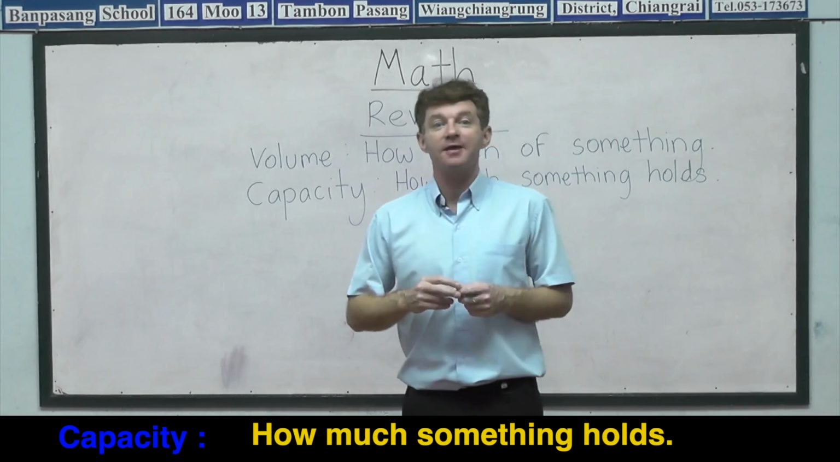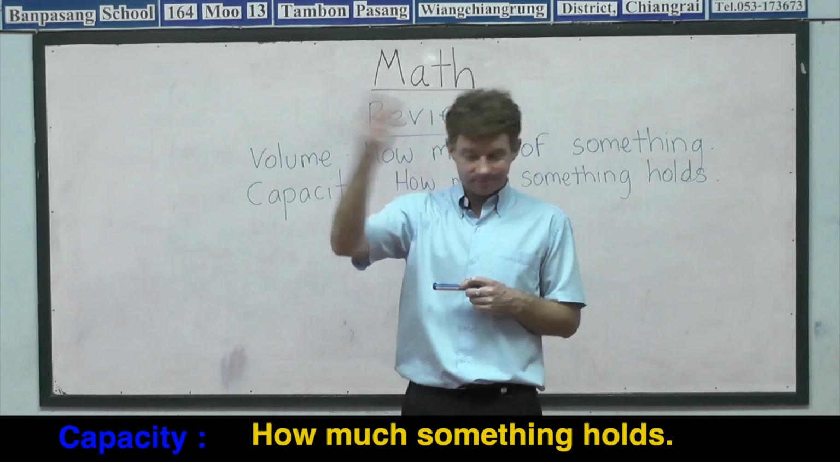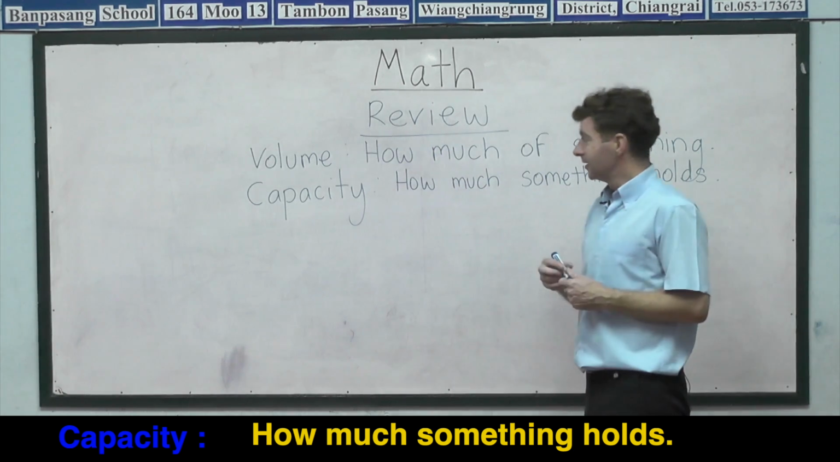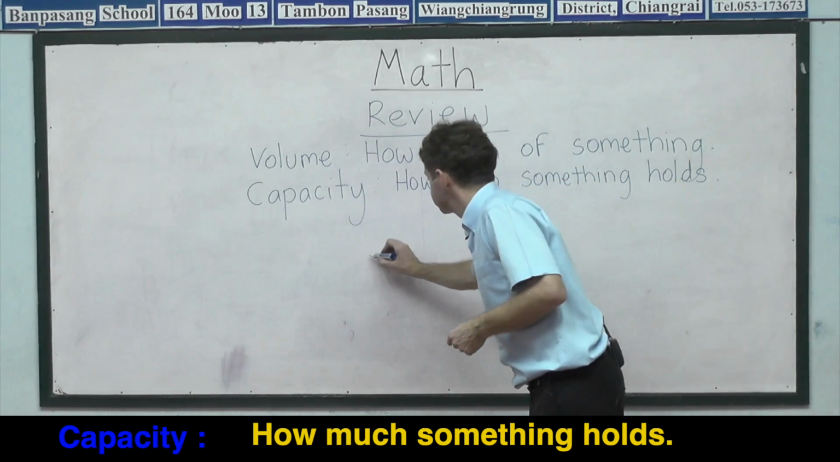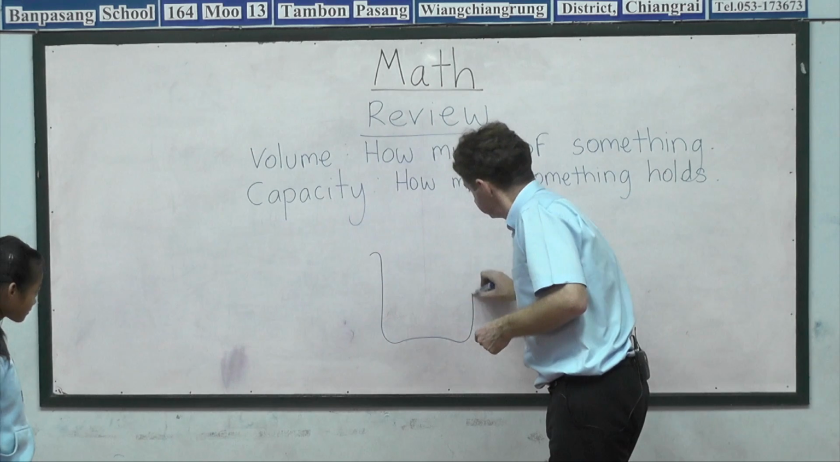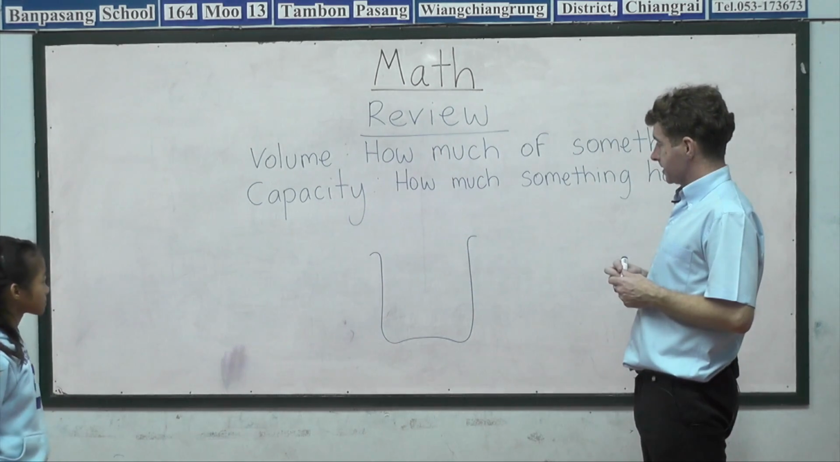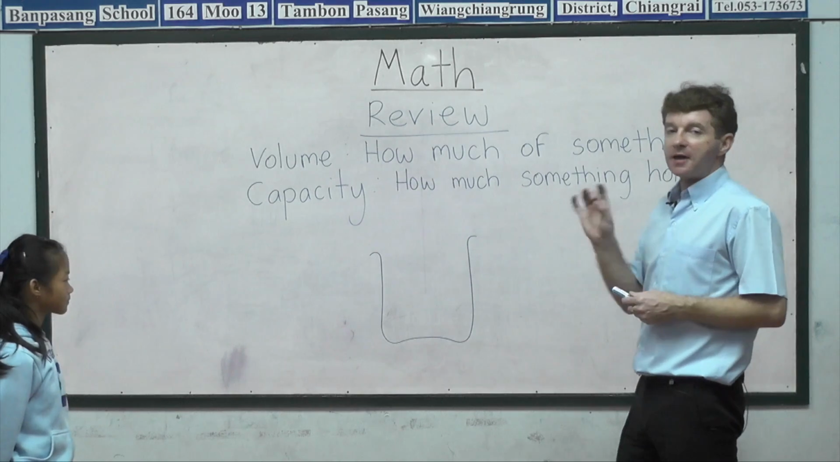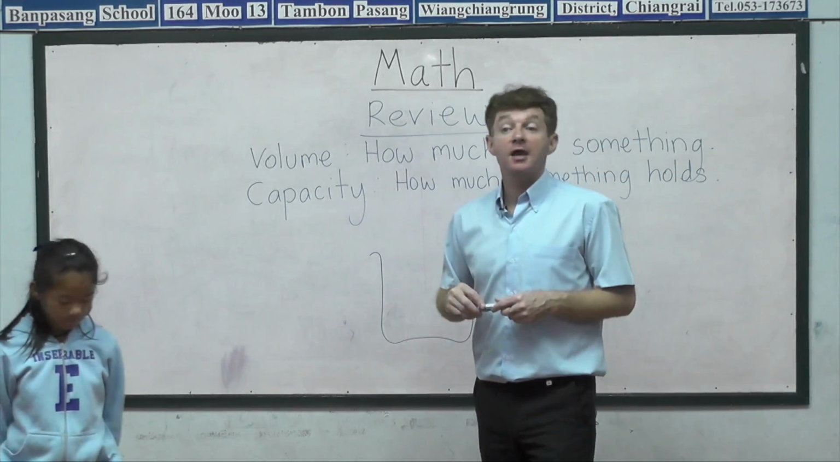I will need a volunteer. Who would like to come and help me? Come on, help me. So first of all, I will draw a container. There is our container. Now let's see, first of all, I think it's always best to start off with capacity.